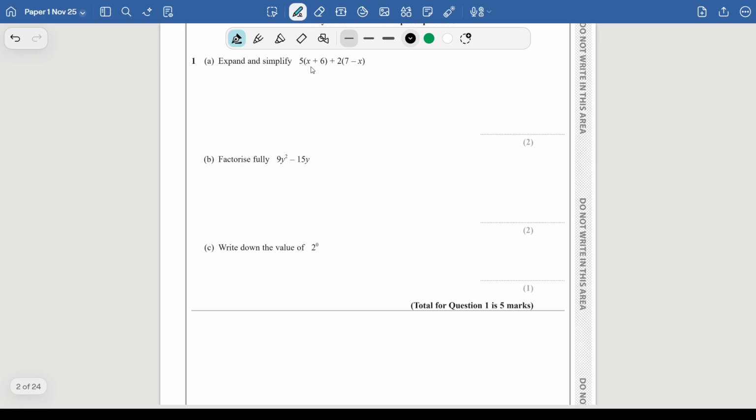Expand and simplify. So we have these terms. We can expand them. Every term needs to be multiplied here. So 5x plus 5 6s is 30 plus 2 7s is 14 minus 2x. Collecting the like terms, 5x take away 2x gives you a 3x, and 30 plus 14 is 44.